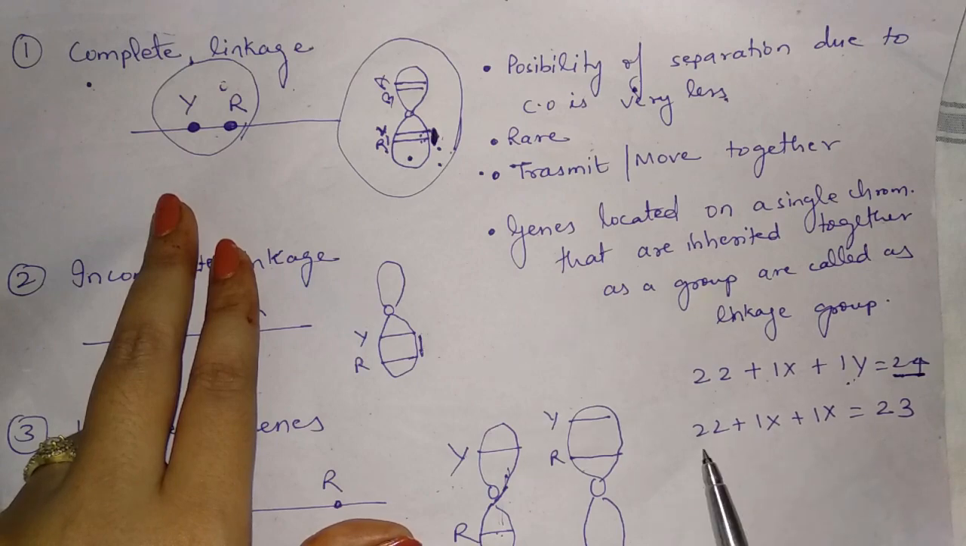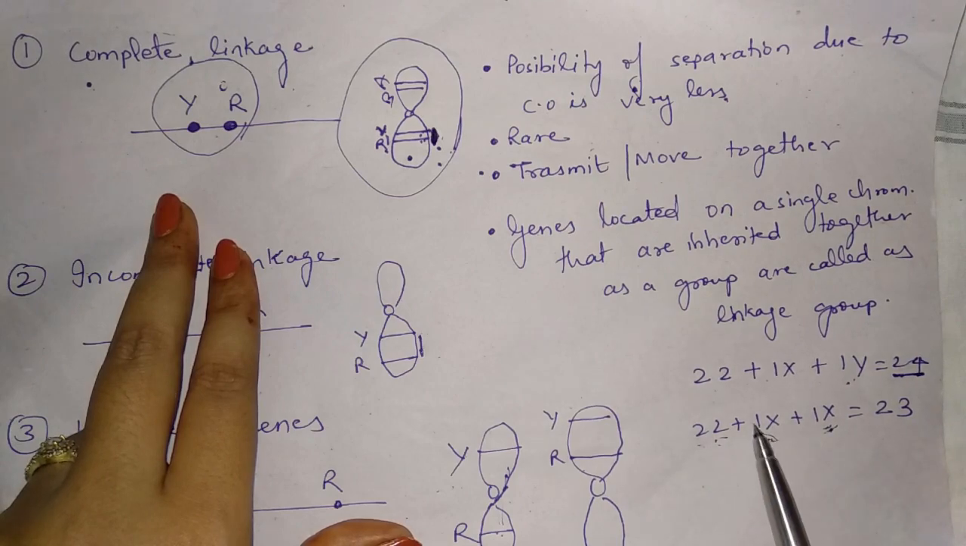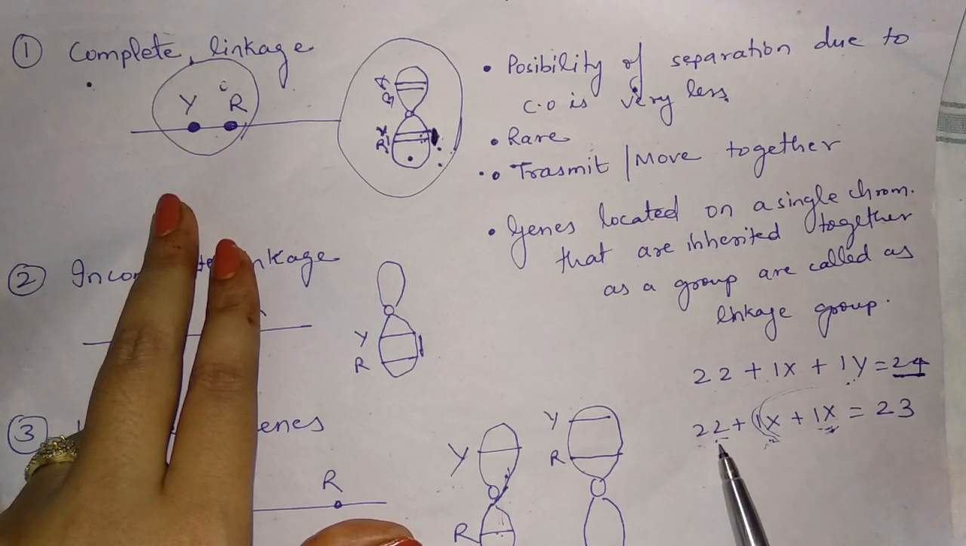In case of females, we have 22 autosomes which are homologous and one X and one more X. And as these both are also homologous, the counting will be 22 plus 1 plus 1. That is, these both are taken as one group. Therefore the counting will be 22 plus 1, that is 23.